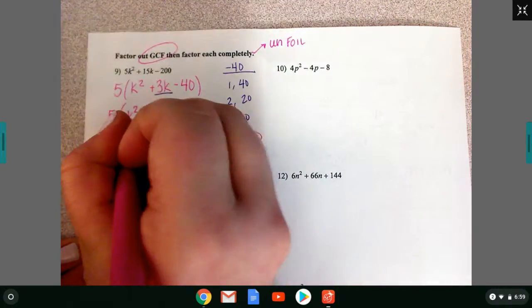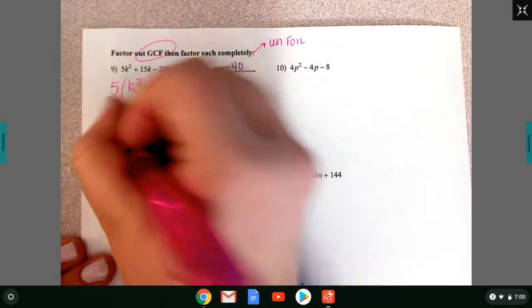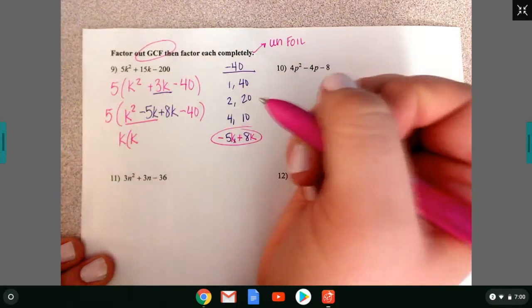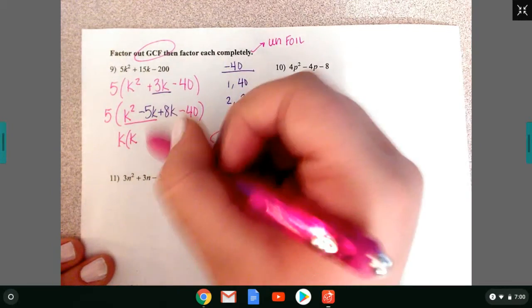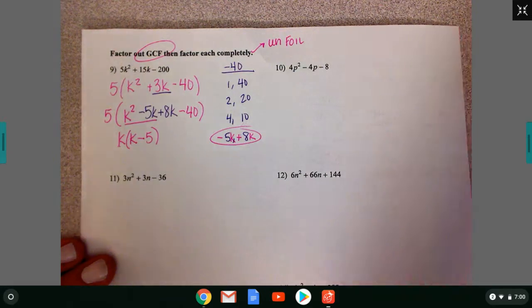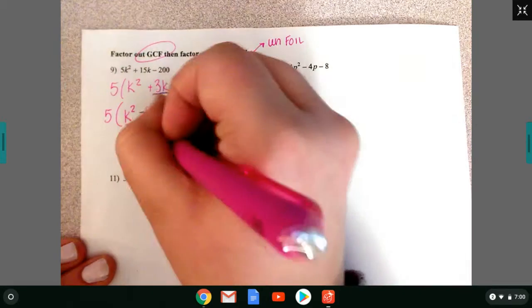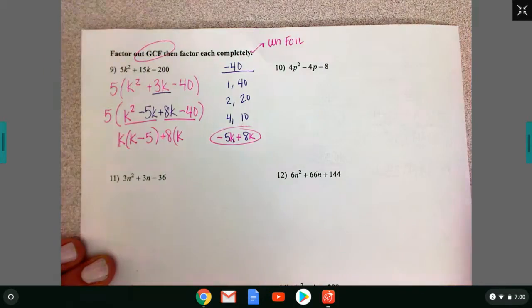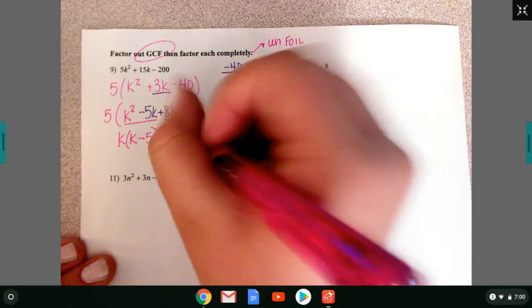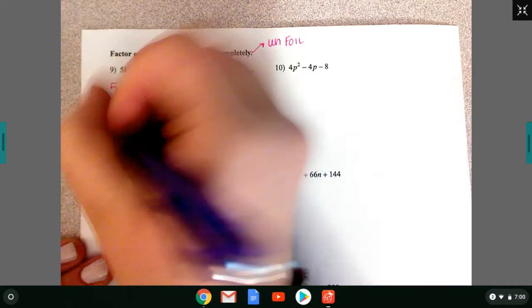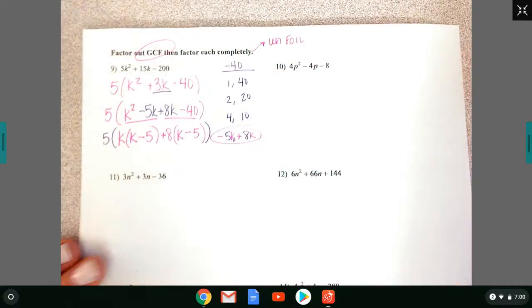Factors of the first two. So we can pull a k out. And we'd get k times what is k squared? We need a k. K times what is negative 5k? We need a negative 5. The next two, you can factor out an 8. 8 times what is 8k? You need a k. And 8 times what is negative 40? You need a negative 5. And then, hey, by the way, that 5 is still with us, so throw that on the outside.